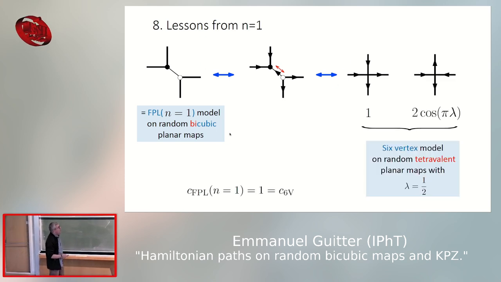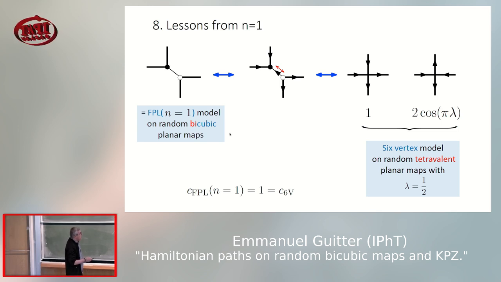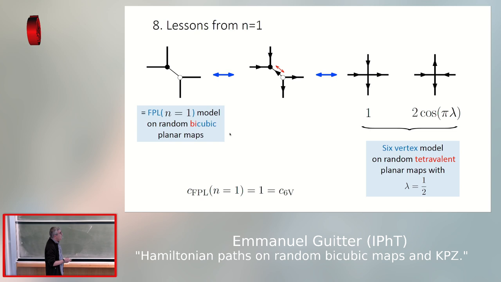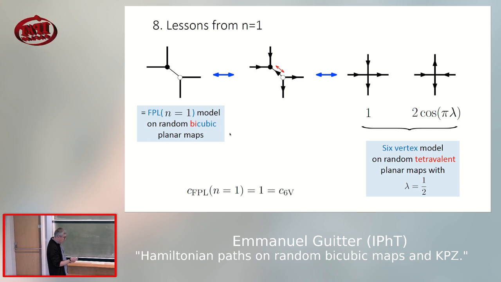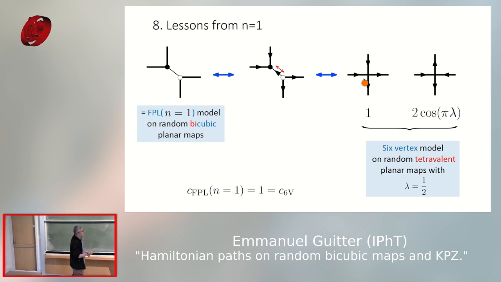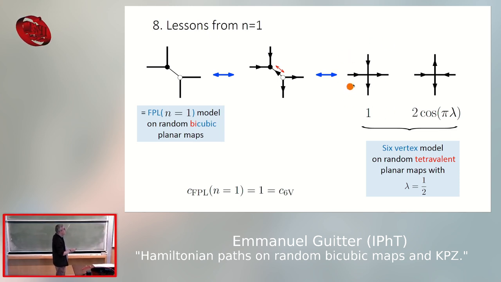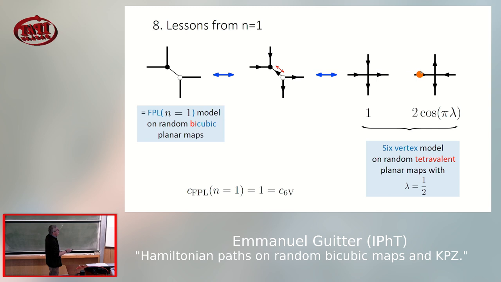And this vertex is a particular instance of the more general six vertex model. So the six vertex model on the random tetravalent planar map actually has only two different vertices, because of the rotation symmetry. And these are the two vertices. So the six vertex, I remind you, you have as many entering arrows as exiting arrows. So you have two configurations up to rotation. This one, which I'm interested in, and this one, where the incoming arrows are face to face. And this one usually comes with a weight 2 plus pi lambda.